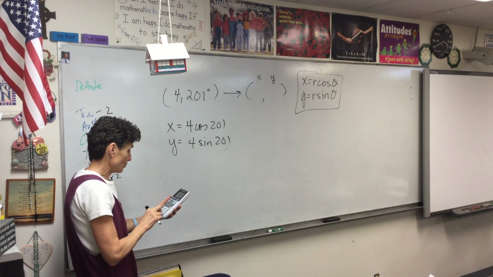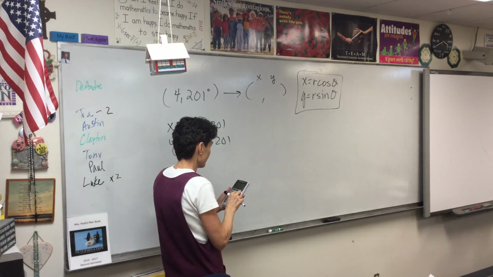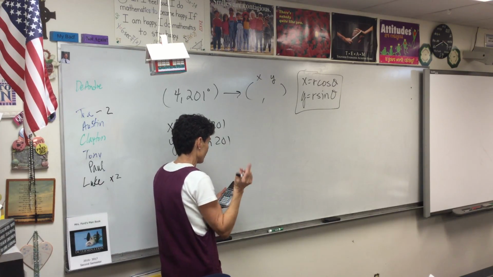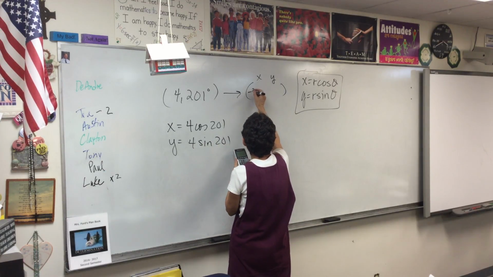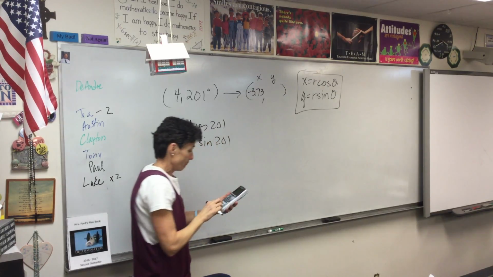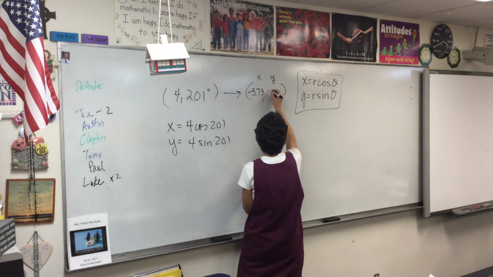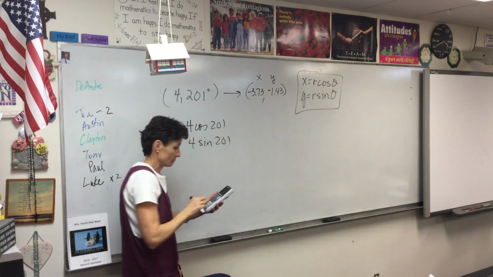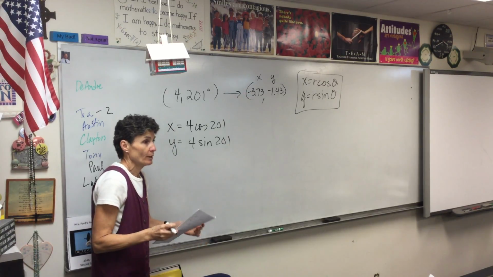4 cosine 201. Make sure you're in degrees. I don't know whose calculator you're using or how you got it set up. But 4 cosine 201 is negative 3.73. And 4 sine 201 is negative 1.43. That's it. That's all there is to it.